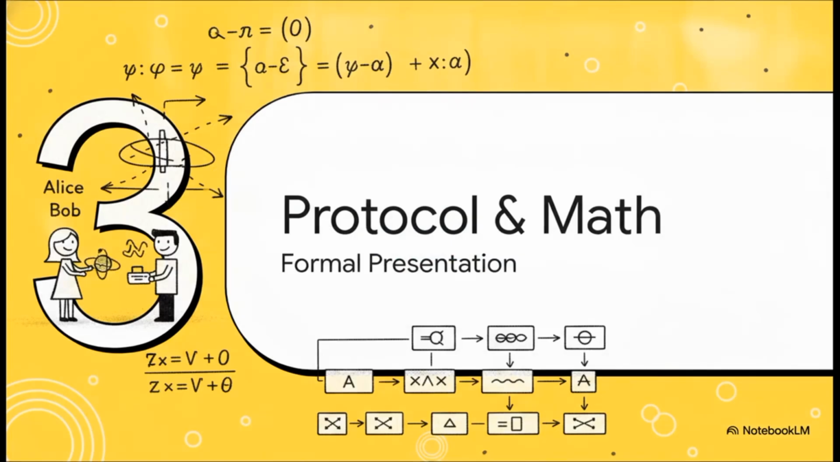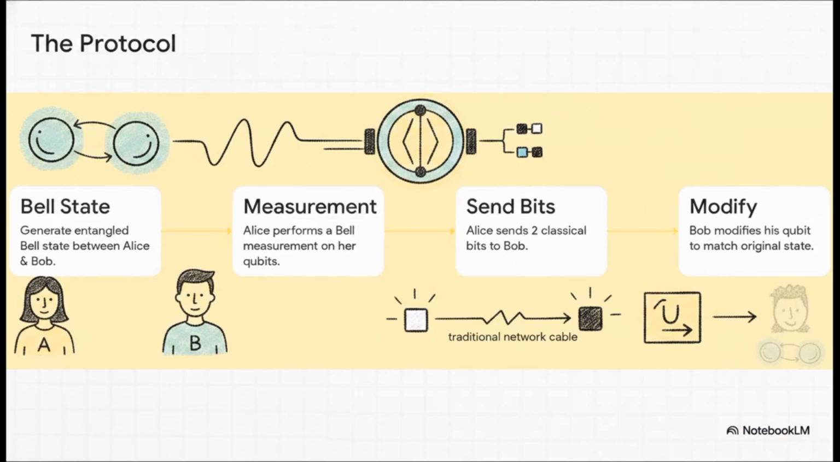Okay, Section 3, the protocol and formal presentation. Let's zoom in on the actual mechanics. Here is the step-by-step breakdown of how Alice actually sends her data over to Bob. Step 1. An entangled Bell state is generated, with one half going to Alice and the other half going to Bob. Step 2. Alice takes the specific qubit she wants to teleport and performs a joint measurement, called a Bell measurement, on it alongside her half of the entangled pair.